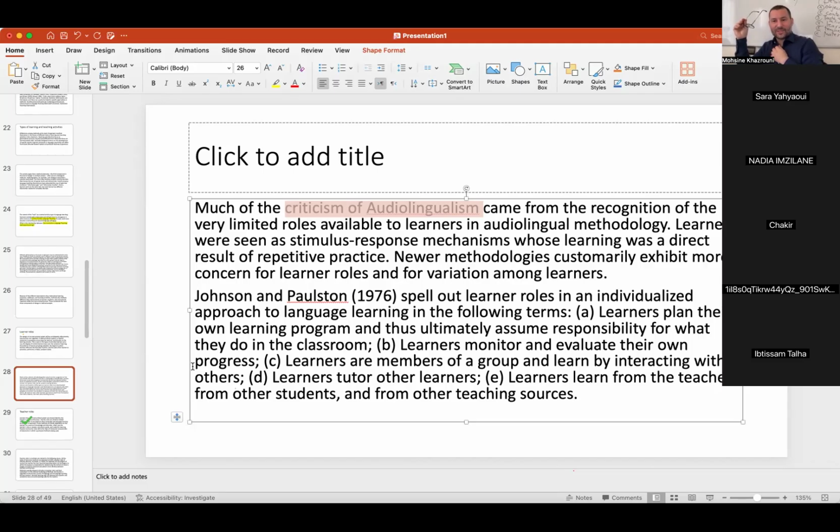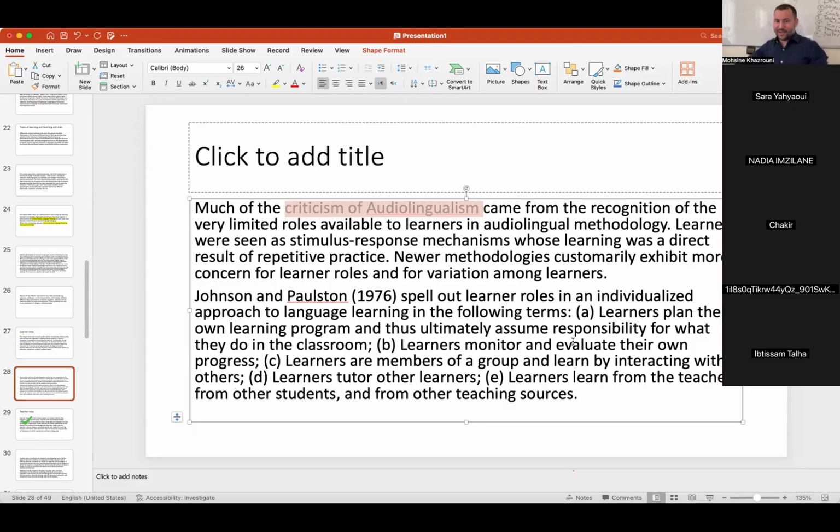Great. What can you say, Farah, about the suggestions? A, B, C, D, E. Those are some of the roles of learners. What can you say about them? Do you agree with those roles? Do you think they are okay? They are effective? And to what extent do we apply this in our classrooms?